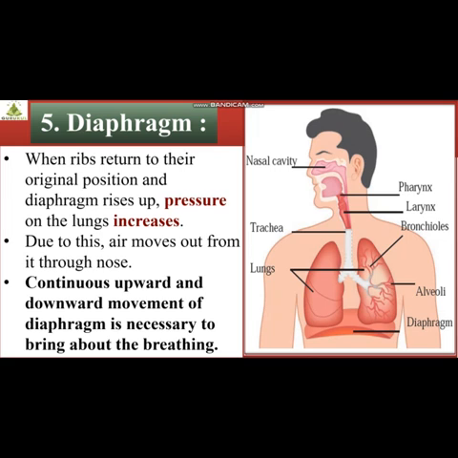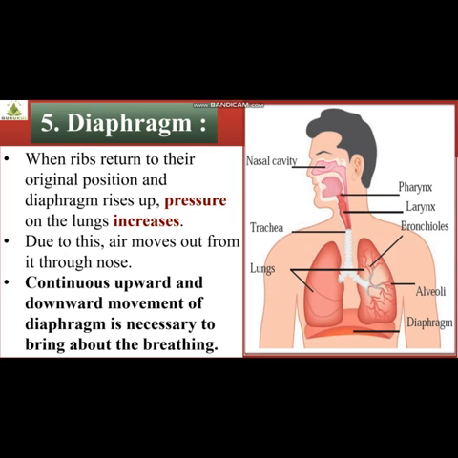When ribs return to their original position and diaphragm rises up, what happens? The pressure on the lungs increases. Due to this, air moves out from it through the nose. Continuous upward and downward movement of diaphragm is necessary to bring about the breathing process.